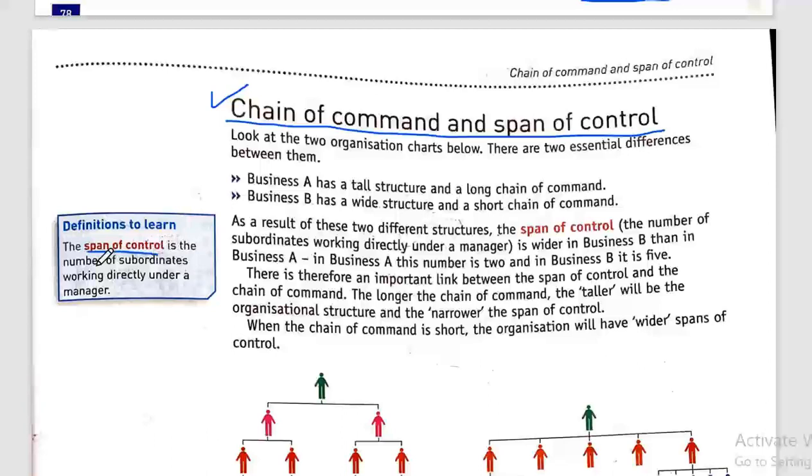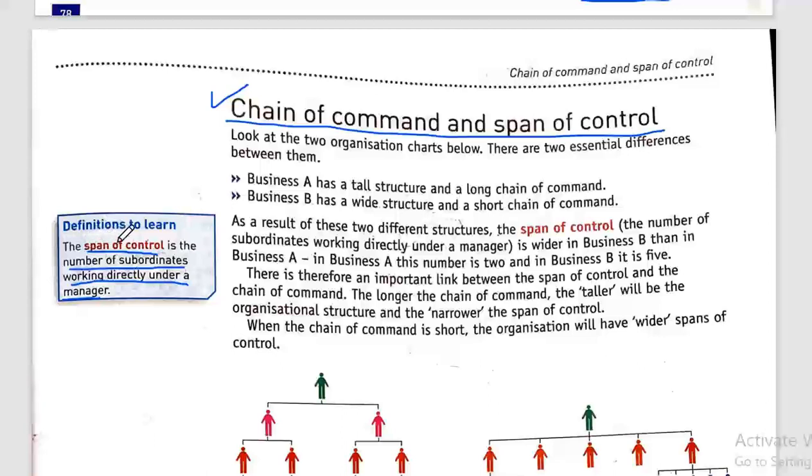Span of control is the number of subordinates working directly under a manager. It is the number of people this manager has control over. So if I'm a manager and I'm responsible for 5 or 6 employees, this is the span of control.